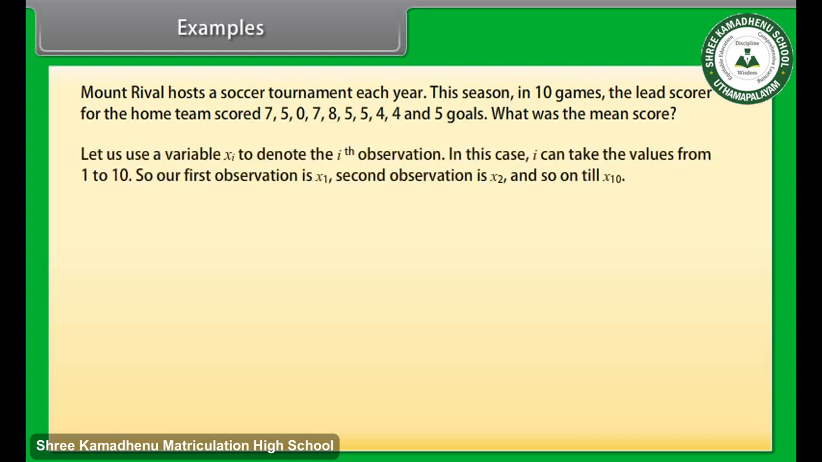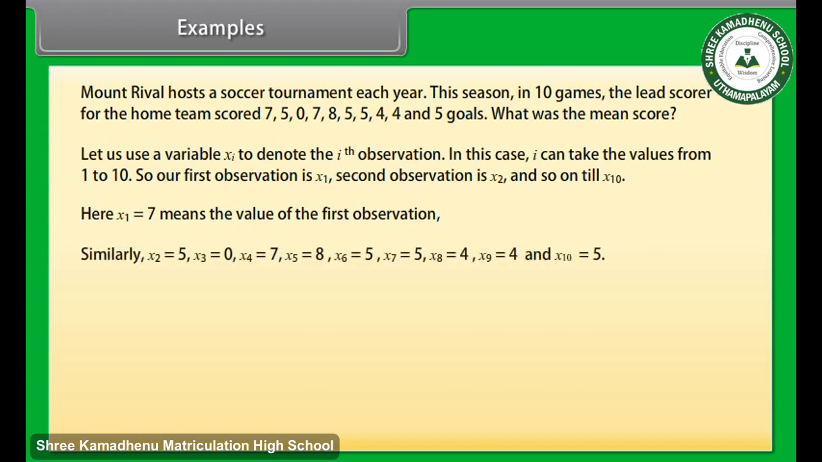Let us use a variable xi to denote the ith observation. In this case, i can take the values from 1 to 10. So our first observation is x1, second observation is x2, and so on till x10. Here x1 is equal to 7, which means the value of the first observation. Similarly, x2 is equal to 5, x3 is equal to 0, x4 is 7, x5 is 8, x6 is 5, x7 is 5, x8 is 4, x9 is 4, and x10 is 5.